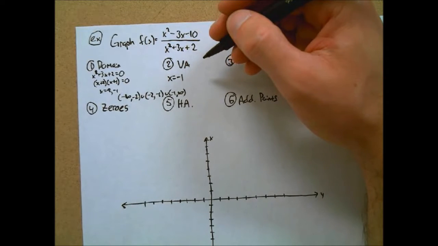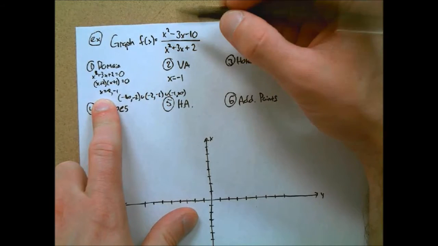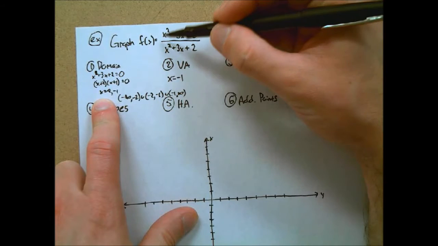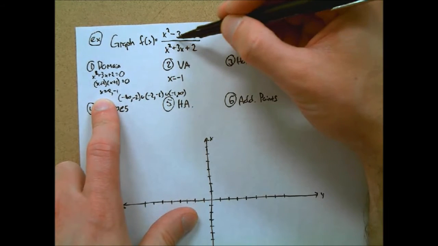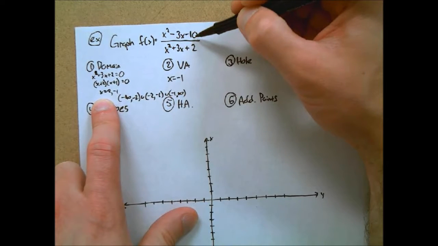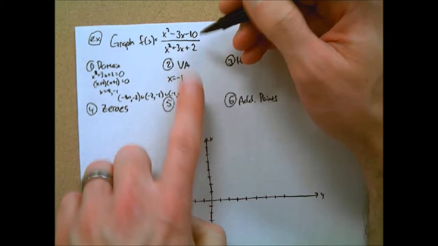Try the same thing with the negative 2, though. We know we get 0 in the denominator with negative 2. Plug in negative 2 up top, though, we get negative 2 squared, which is 4. Minus 3 times negative 2, so that's plus 6. So 4 plus 6, 10. Minus 10, 0. We get 0 over 0. So x equals negative 2 is not a vertical asymptote. It's going to be a hole.